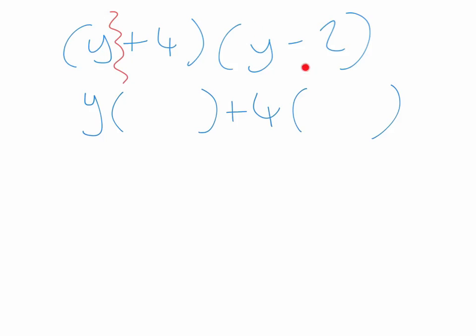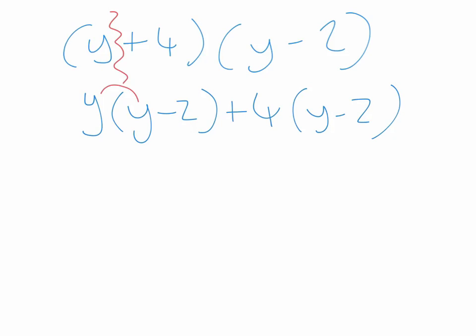Now everything in the second egg, y minus 2, needs to go inside of each bracket. So we get y minus 2, y minus 2. Next thing, we have to multiply out our terms. So we're going to multiply the y by everything inside of this bracket. So it'll be y multiplied by y, and then y multiplied by minus 2. And then we're going to multiply the plus 4 by everything inside of this set of brackets. So it'll be plus 4 multiplied by y, and then plus 4 multiplied by minus 2.